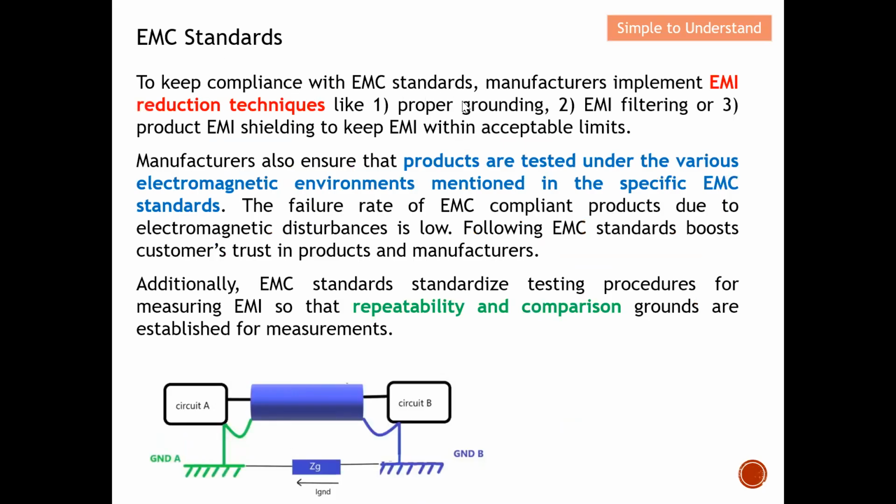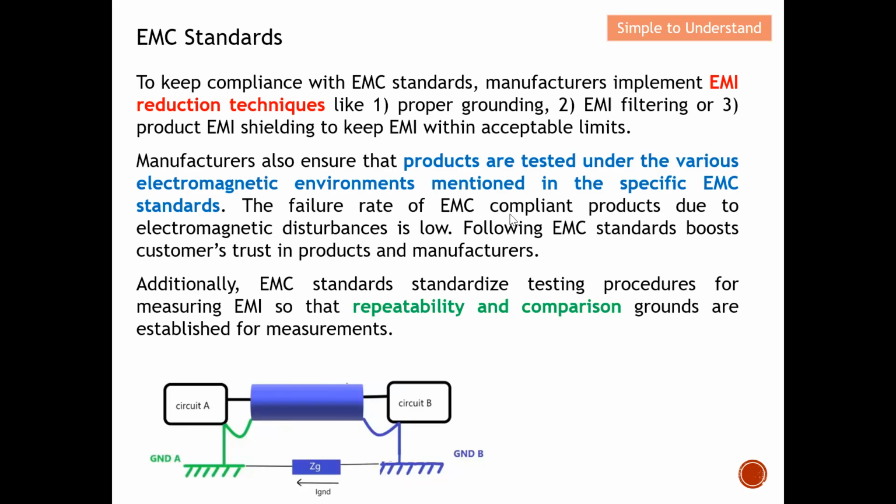To keep compliance with EMC standards, manufacturers implement EMI, electromagnetic interference, reduction techniques. For example, they reduce EMI by having proper grounding. They also use filtering, or even shielding against the interference, to keep all the EMI within an acceptable level. Manufacturers also ensure that products are tested under the various electromagnetic environments mentioned in the specific EMC standard. Besides mentioning how you test, the standard also mentions the type of environment you are supposed to test. Later on, I will show an example.